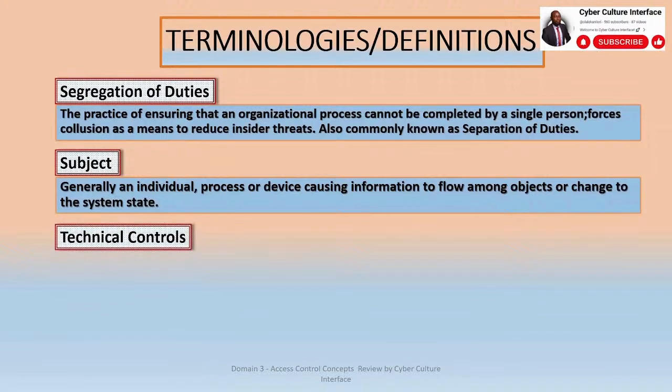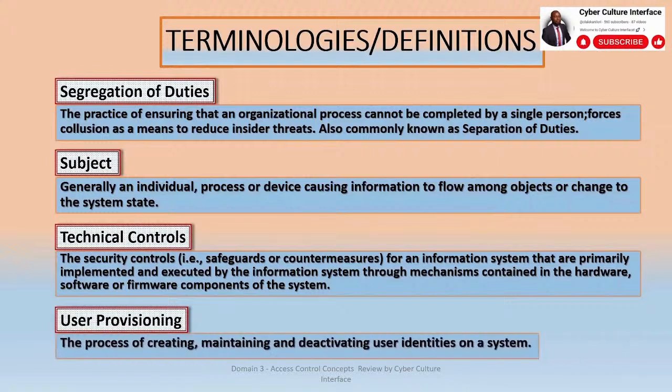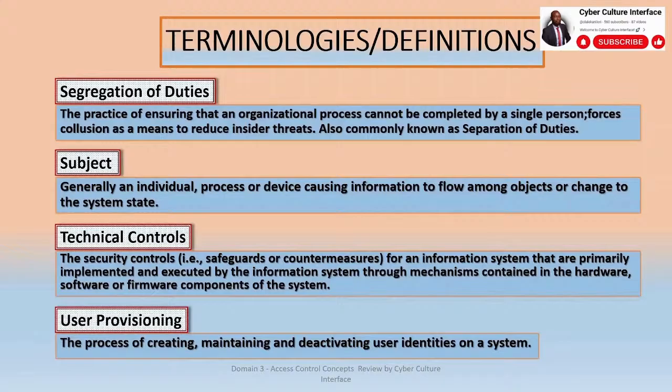Then we have technical controls. Then we have the security control. These technical controls are security controls, safeguards or countermeasures for an information system that are primarily implemented and executed by the information system through mechanisms contained in the hardware, software, or firmware. So these are things talking about configuration settings, parameters, or hardware settings. Then we have what we call user provisioning. So user provisioning is basically the process of creating, maintaining, and deactivating user identities on a system. So these are terminologies you should be familiar with if you are going to sit for the exam.